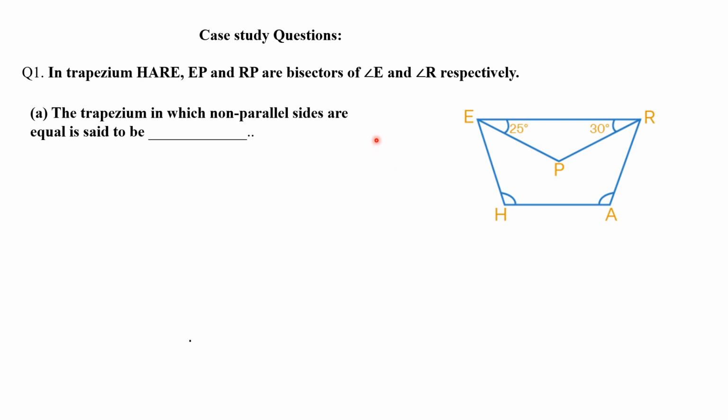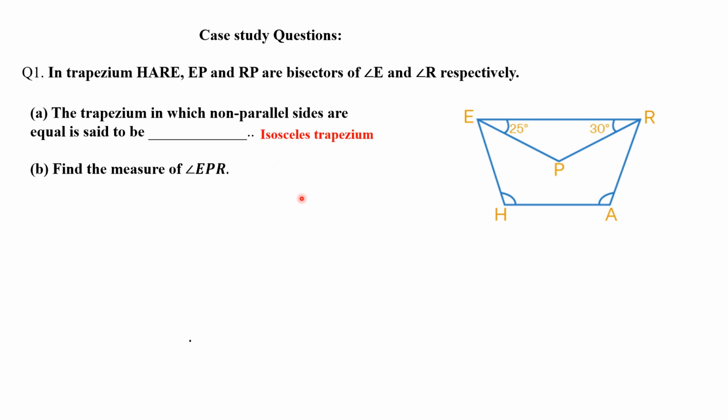The first question: the trapezium in which non-parallel sides are equal is said to be what? Think about it, pause the video, write the answer and then recheck your answer with mine. The trapezium in which non-parallel sides are equal is said to be an isosceles trapezium.